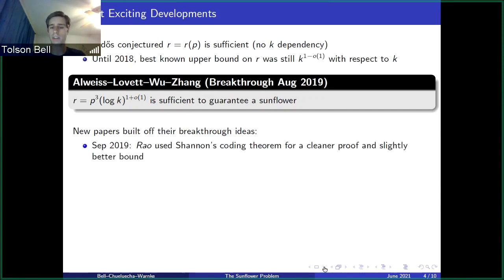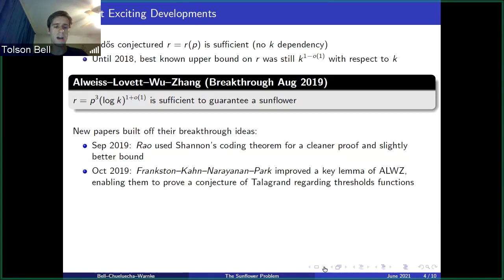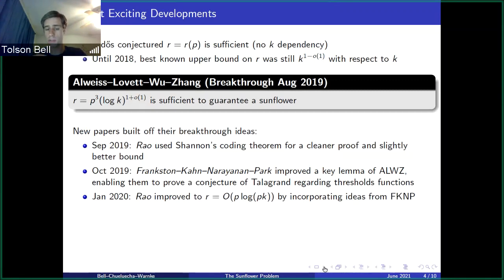So Rao then used different tools to get a slightly better bound, a different proof technique, but still generally building off the framework of ALWZ. And then after that, these four other mathematicians improved one of the lemmas of ALWZ. They were using this framework to prove a different conjecture in graph theory, which they were able to solve. But then Rao was able to incorporate their improved lemma and get the sunflower bound down to p times log of pk, times some constant in front, but other than that, exactly p times log of pk.